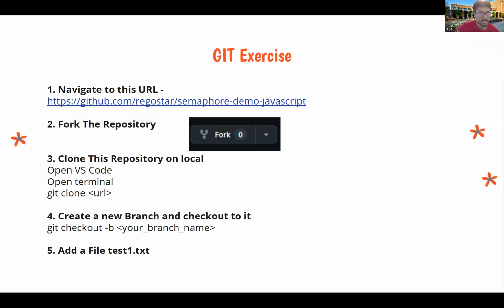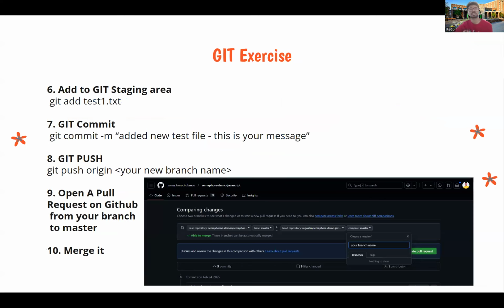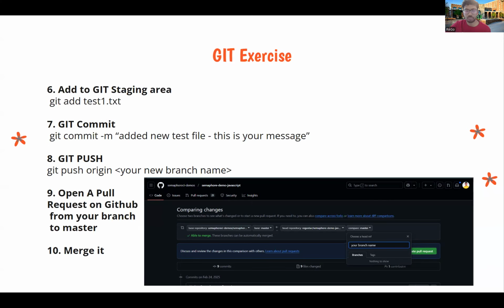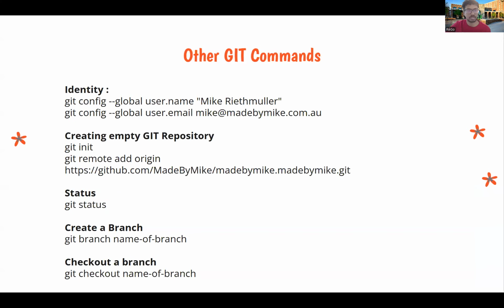Now, a small exercise. You'll have to navigate to this URL, fork this repository, and clone this repository on your local machine. Then create your branch, check it out, add a file called test1.txt, add it to the Git staging area, then do a Git commit, Git push, then open a pull request from your branch to master and merge it. So that's going to be an activity. It will take a few minutes. I'm going to skip that.